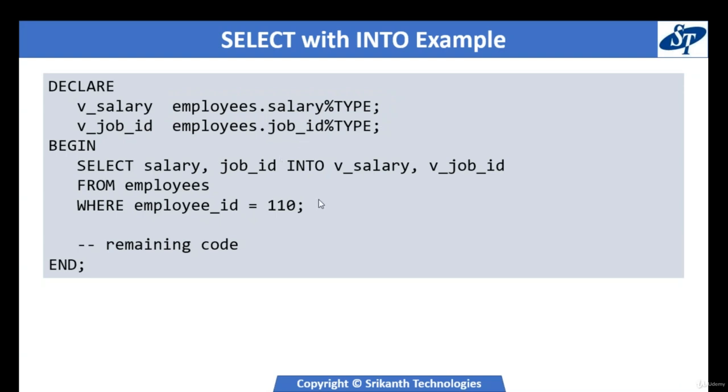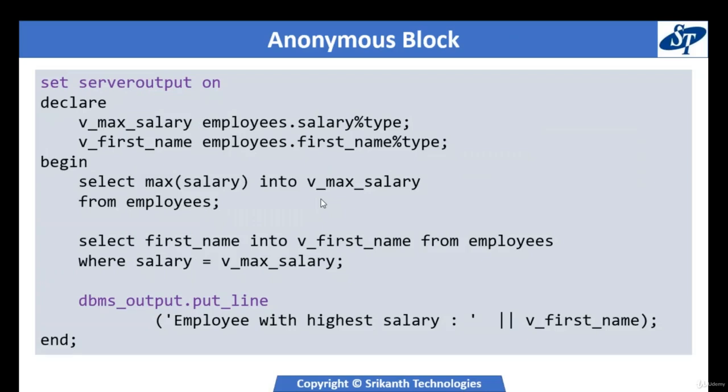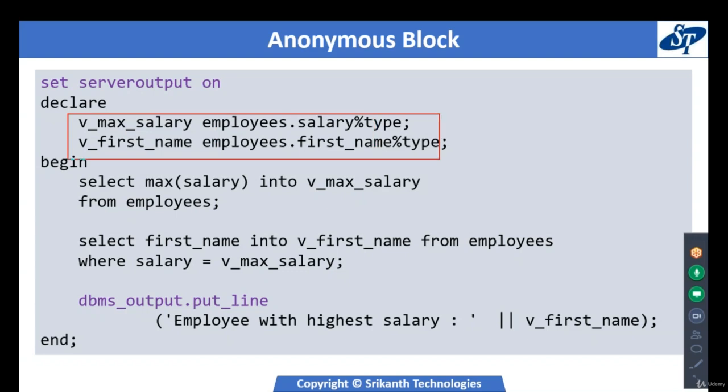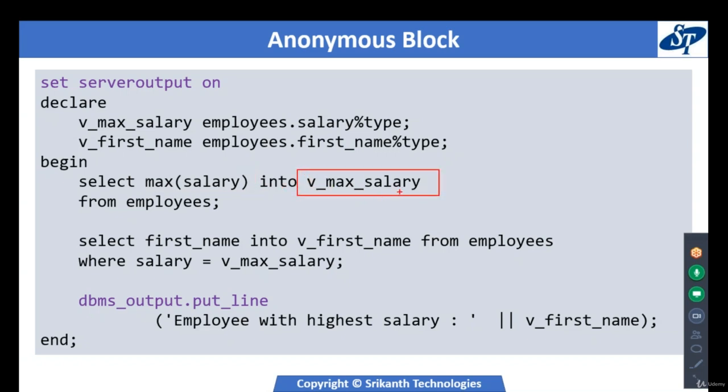So what type of programs can we write? Here is a small demo program. The program is finding out the name of the employee who is drawing the maximum salary. Well, it might be a trivial program, but it does demonstrate the steps involved in writing a PL SQL program. To start with, you need to declare required variables. So these are the variables I'm interested in. Then I want to take the maximum salary of all the employees and copy that into this variable. And we'll be using this variable in further process.